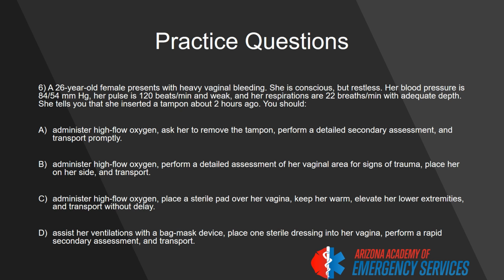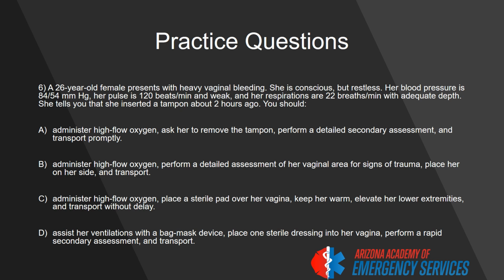Question number 6. A 26-year-old female presents with heavy vaginal bleeding. She is conscious but restless. Her blood pressure is 84/54 millimeters of mercury. Her pulse is 120 beats per minute and weak, and her respirations are 22 breaths per minute with adequate depth. She tells you that she inserted a tampon about 2 hours ago.